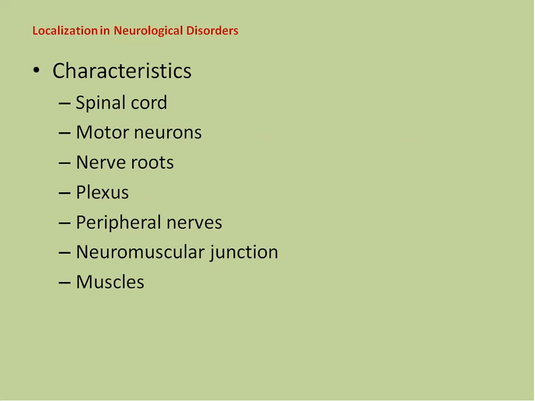Characteristics of the spinal cord, motor neuron diseases, nerve roots, plexus, both brachial and lumbosacral plexus, peripheral nerves, namely median, radial, ulnar, or sciatic nerve, or peroneal nerve, the tibial nerve. Neuromuscular junctions have very characteristic features of several diseases. We'll discuss 3 of them today, and muscle disorders.